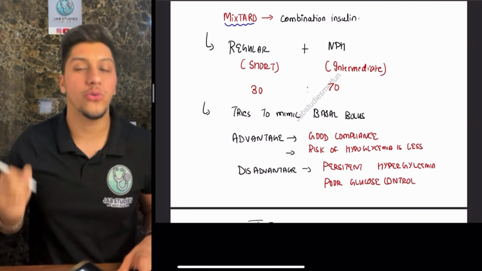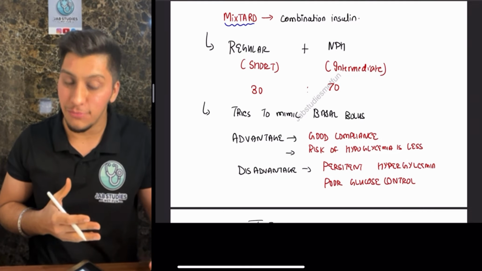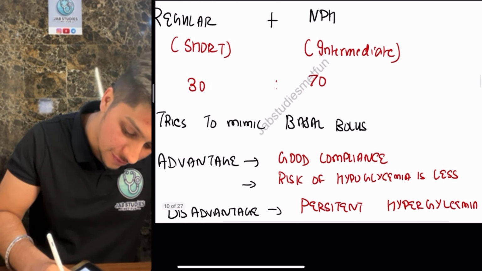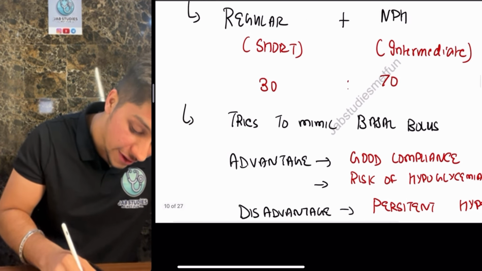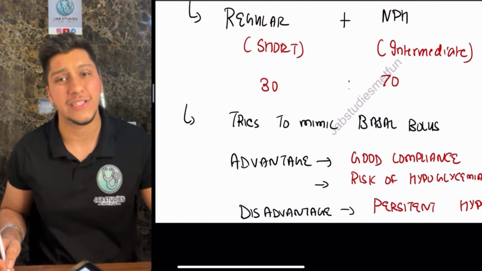Now, what we are trying to do in Mixtard also is the same thing. We're trying to mimic the basal-bolus, where the basal part will be controlled by the NPH, and the regular one is going to act like the bolus one prior to every meal type of a system.